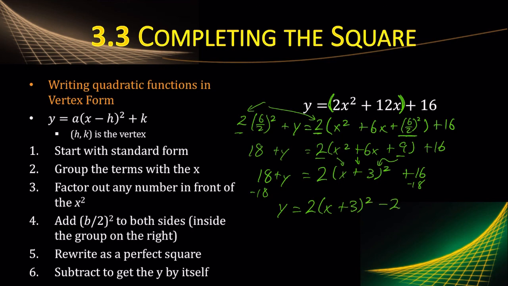So now we're in vertex form. So we could read that the vertex is negative 3, negative 2. And you can also then say, since it opens up, a is positive, the minimum is negative 2, because the minimum or maximum occurs at the vertex.